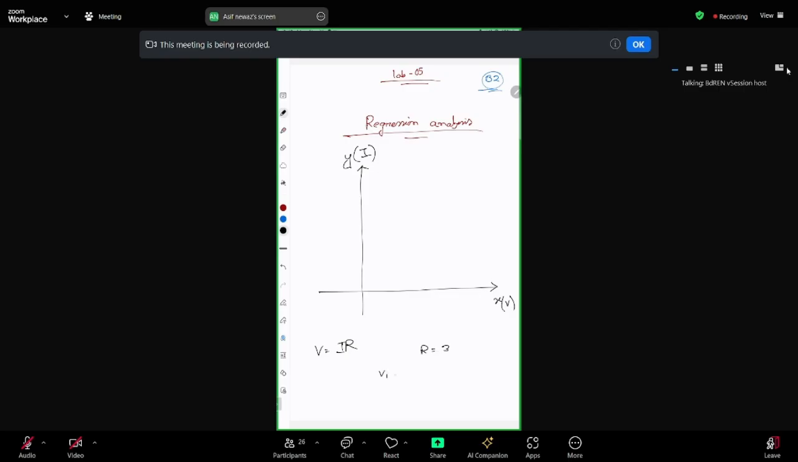So for V equals 1, I equals 1 by 3. For V equals 2, I will be equal to 2 by 3, like this. You can easily plot the graph this way. So you have the values.